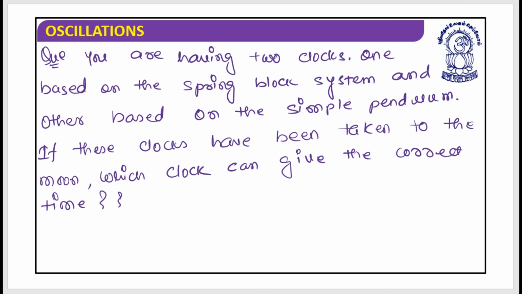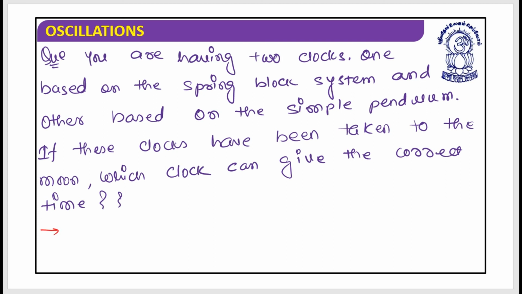What do you think? How should we deal with this? Basically, they said they are having two different clocks that work on different principles. One of the clocks is based on the spring block system. That spring block system will oscillate, and when it oscillates, it will give us the time period and everything. And the other is based on the simple pendulum. And if these clocks have been taken to the moon, which clock can give the correct time? This is the question. What do you think? What is your answer?